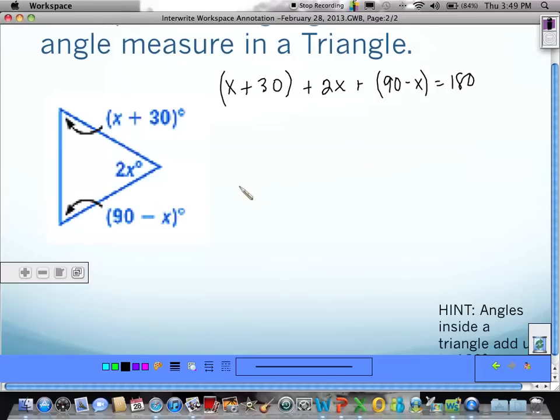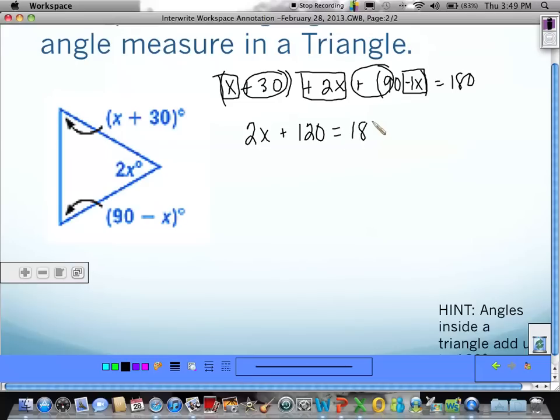So the first thing I do is I write out my equation. Now I am going to combine like terms. So I have x plus 2x and a negative x. Remember to take the sign in front. All right, so x plus 2x is 3x. 3x minus 1x is going to give me 2x. So I have 2x, and then I have plus 30 and a positive 90. That gives me plus 120. And I know it equals 180 degrees.